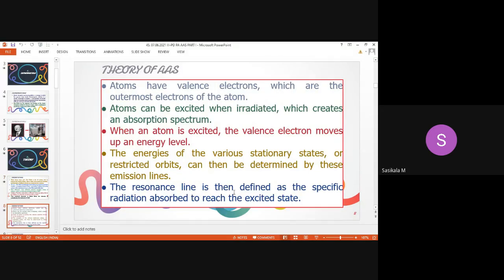Now let's move on to the actual principle behind atomic absorption spectroscopy. Atoms have valence electrons. What type of atoms? Heavy metals, alkaline earth metals, alkali metals. You will see group 1 and group 2 elements from the periodic table could be analyzed by atomic absorption spectroscopy. The elements are nothing but atoms here. So atoms have valence electrons. Valence electrons are located in the outermost shell of the atom.